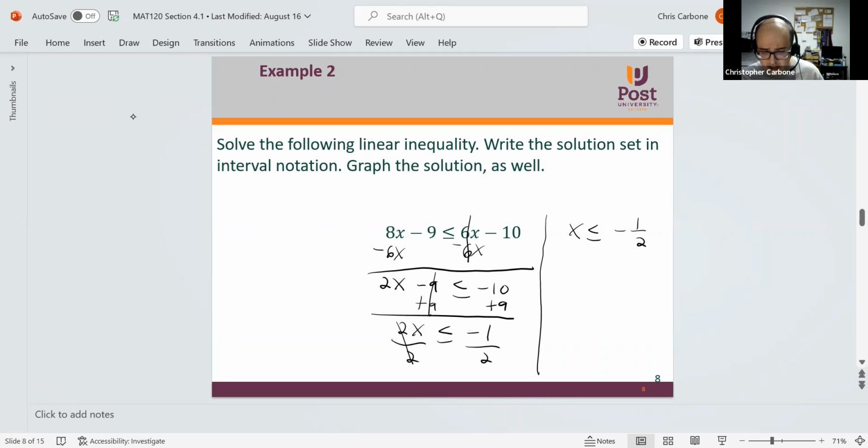In interval notation, this highest this could be is negative 1/2. And we keep going down towards negative infinity. A parenthesis on this side and a bracket on the other. The graph. We have negative 1/2 here. We would have a closed circle at negative 1/2, and we would shade to the left.